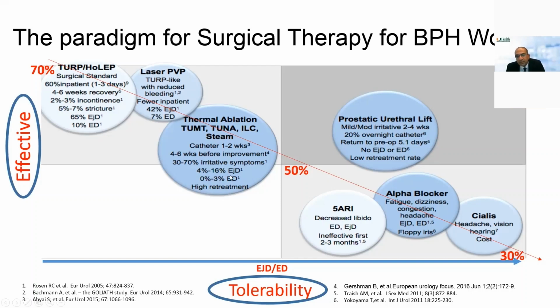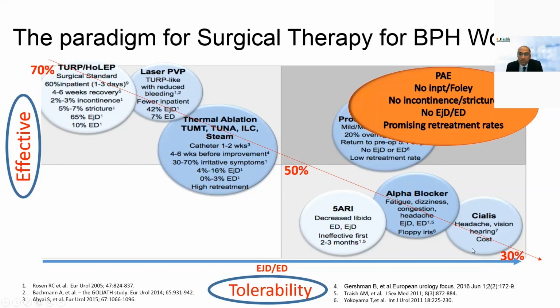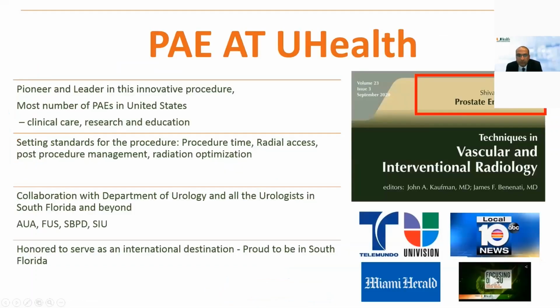And that's where the outpatient, office-based procedures like thermal ablation, prostatic Urolift, Rezum become popular, but they really give around 50% improvement in the IPSS score or symptom score. And then medications obviously have none of those major side effects. It does have some ejaculatory and ED side effects. But when it comes to PAE, it is very promising, again in a very specific subgroup, because it is relatively very effective with no EJD or ED, no incontinence, and no inpatient requirement, no Foley.